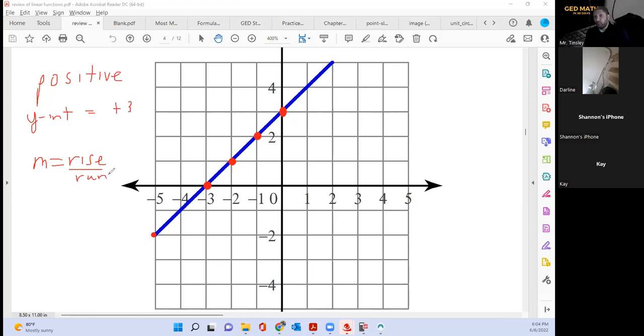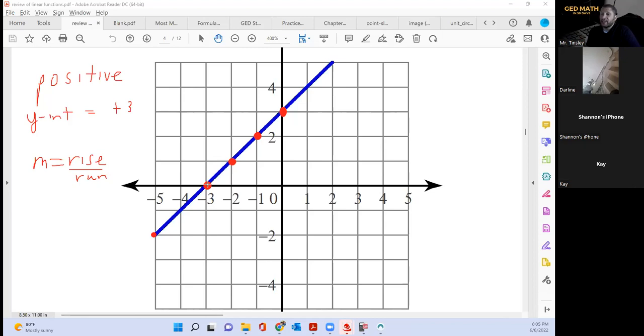Rise, as you probably can tell, means to go up. So if your number is positive, you're going up. If your rise is negative, you're going down. Okay, so I usually start at a point that's to the left. So I'm going to start here.